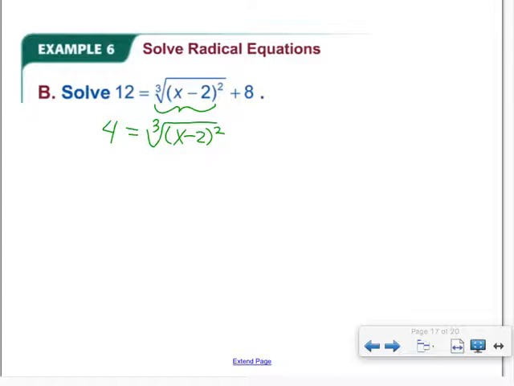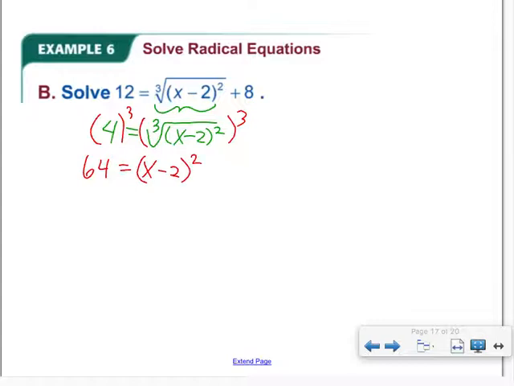Now the first thing we're going to do is get rid of the radical. We do that by cubing both sides since it is a cubed root. 4 cubed is just 64. The cube root and the cube cancel each other out, so that's x minus 2 squared.